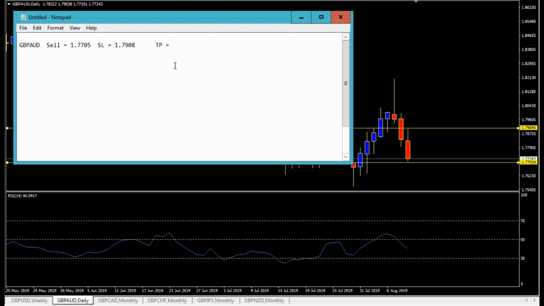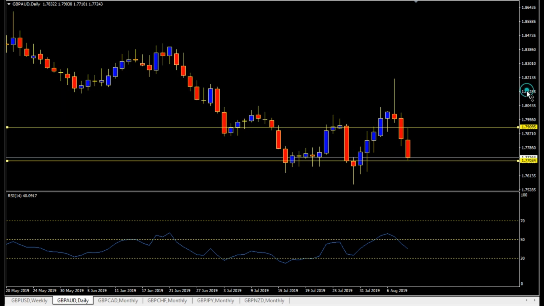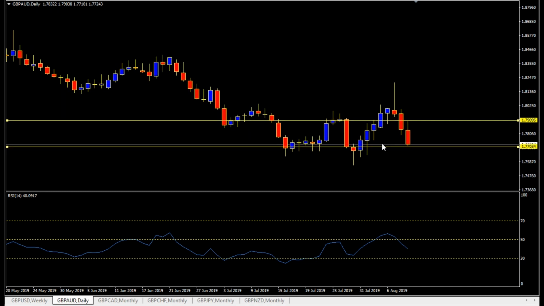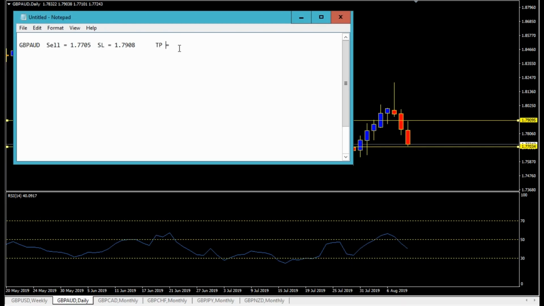Okay, now what is going to be your take profit? This is your entry, this is your stop loss, and this was the last support. So what was it? The last low was 1.7560. You take away 5 from it, so it's going to be 1.7555.